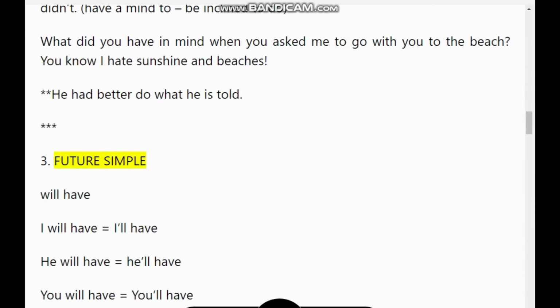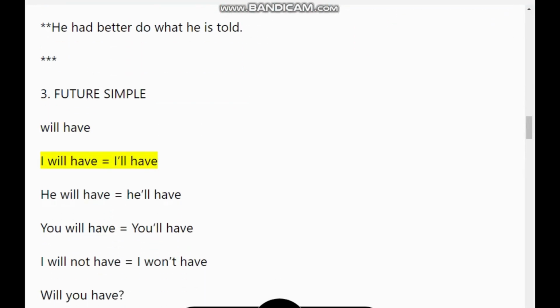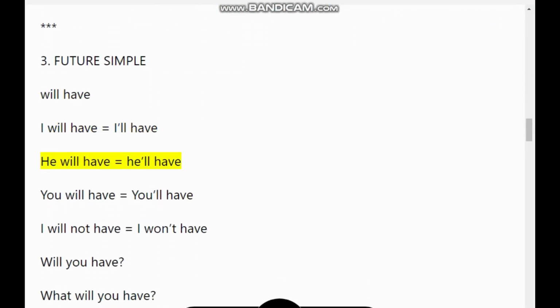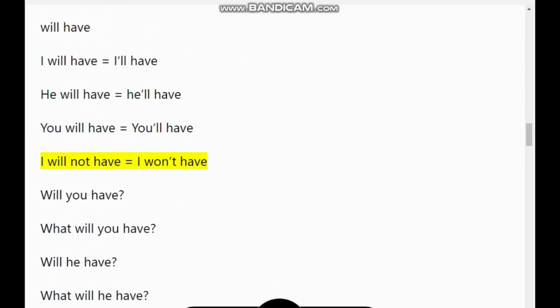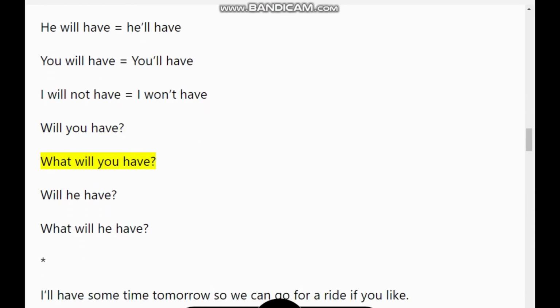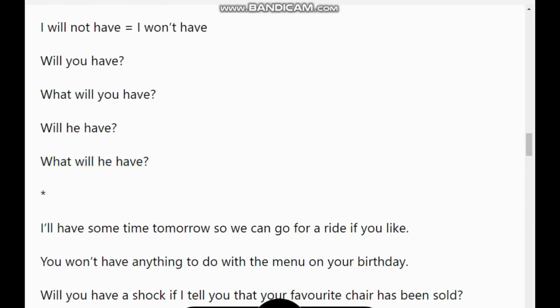3. Future simple. Will have. I will have equals I'll have. He will have equals he'll have. You will have equals you'll have. I will not have equals I won't have. Will you have? What will you have? Will he have? What will he have?